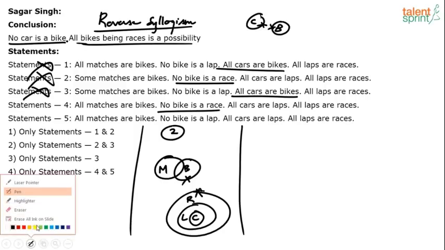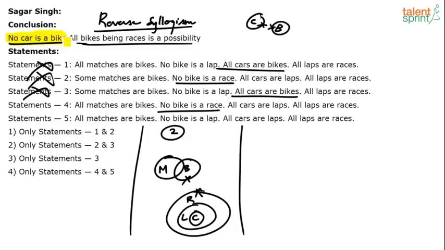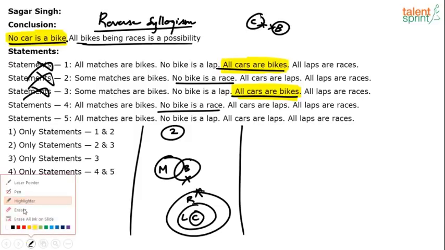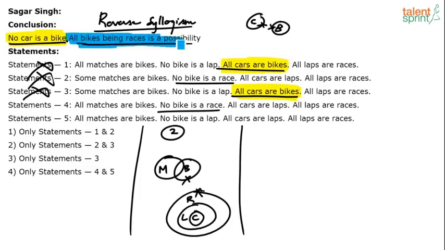Let me use a highlighter here. See, no car is a bike. We eliminated 2 options, so these 2 options got eliminated because these are not going together, right? Similarly, if you look at the second set, let me use a different color. He says all bikes being races is a possibility. How is it possible when you have very clearly given that no bike is a race? Not possible, right? So I think we can directly eliminate 4 options.